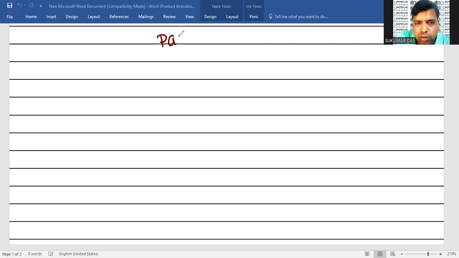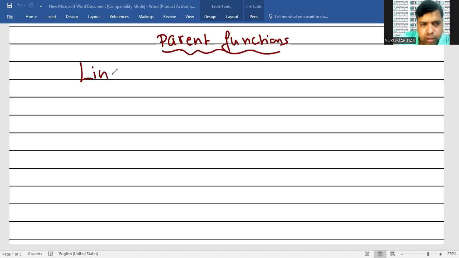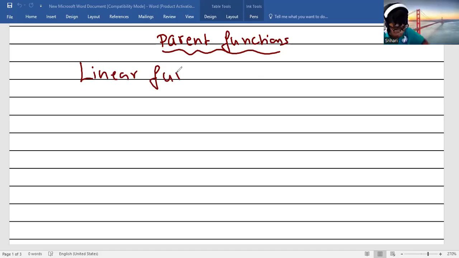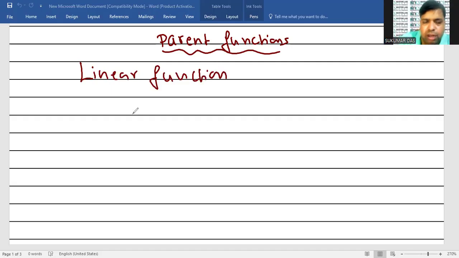Okay, so we are going to learn the parent functions. The first function, let us take it to be very simple. That is the linear function. And you know that in a linear function, we can write y is equal to mx plus c. This is the linear function.